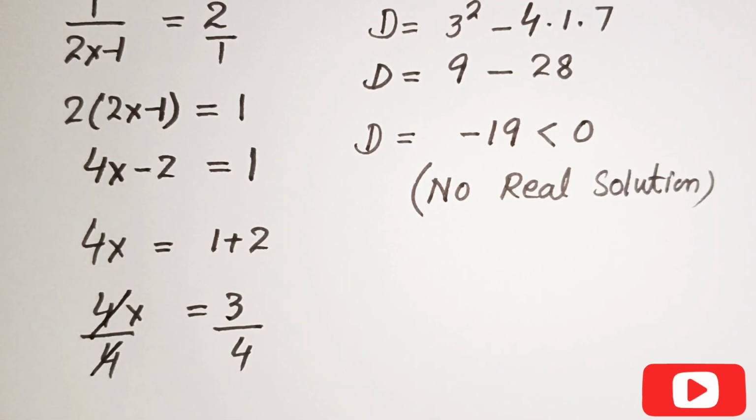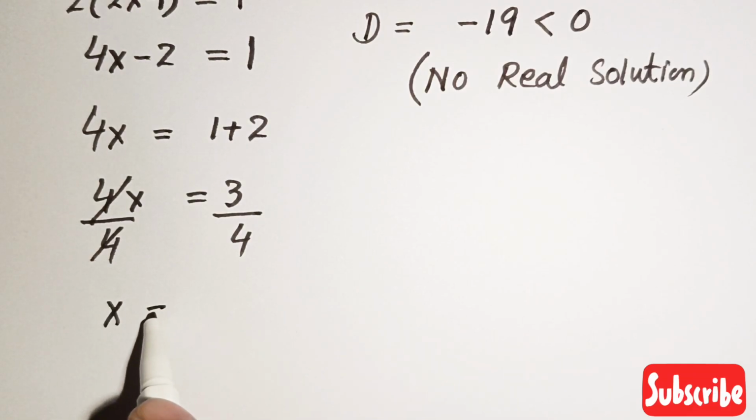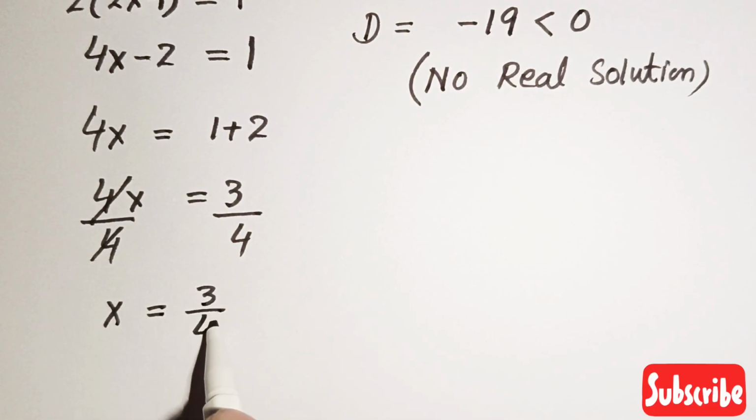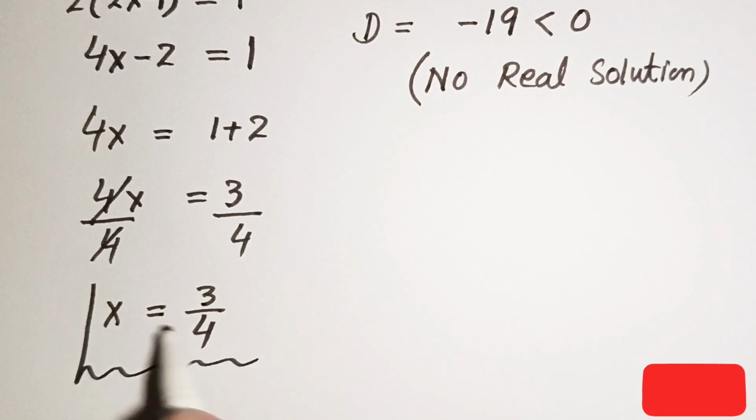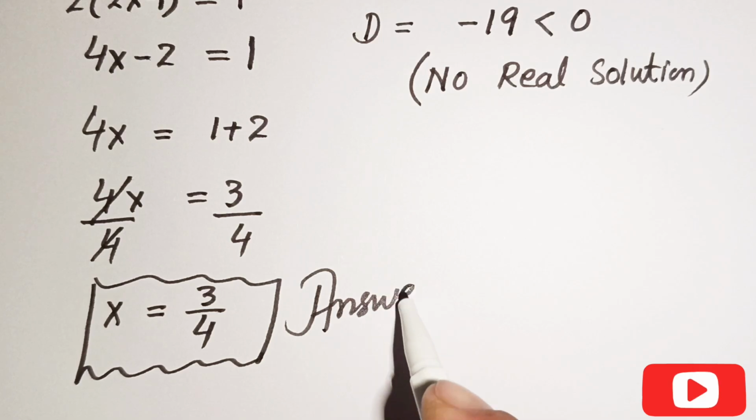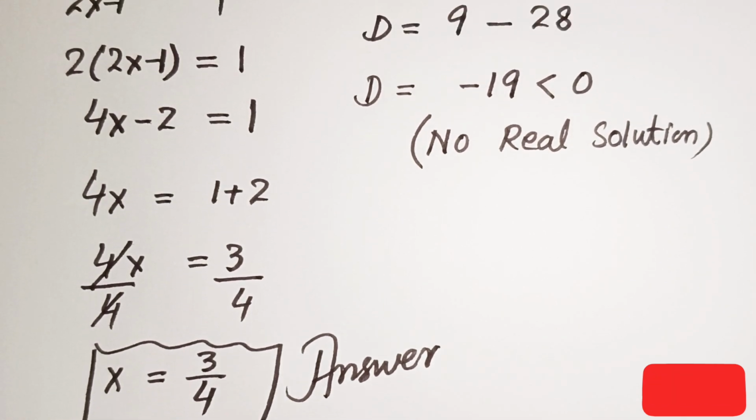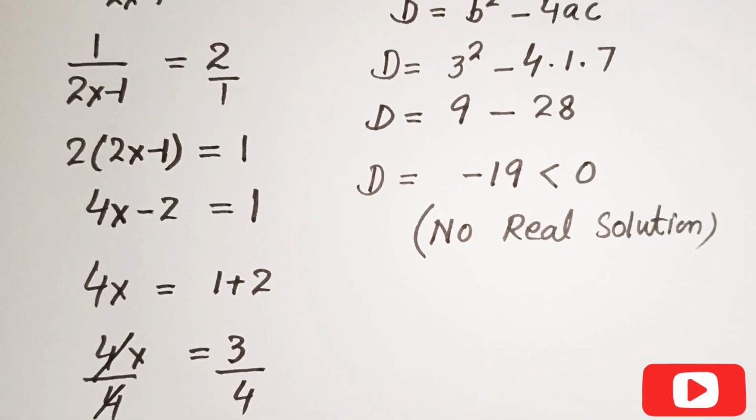Finally we have the value of x is equal to 3 over 4. So it is our final answer, that we have just found out that x is equal to 3 over 4. So now we are going to check our entire solution here.